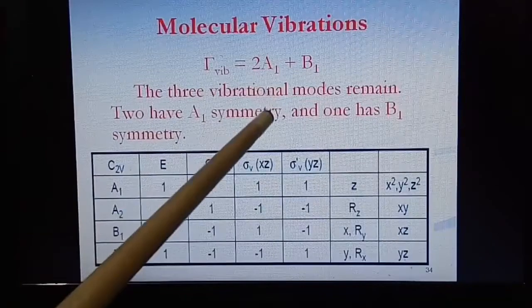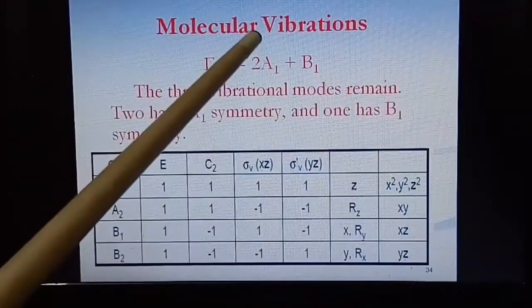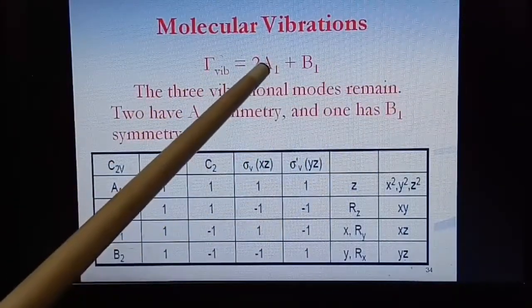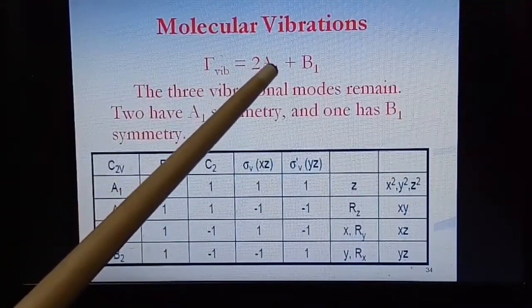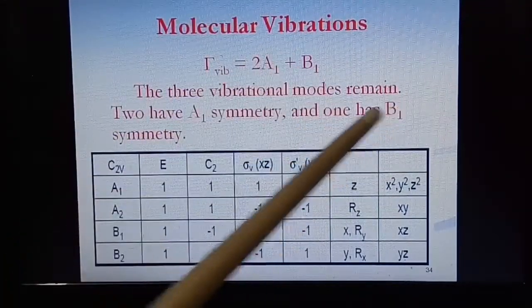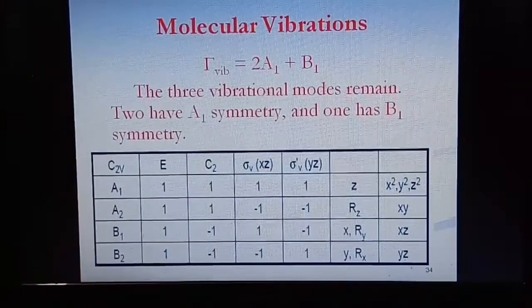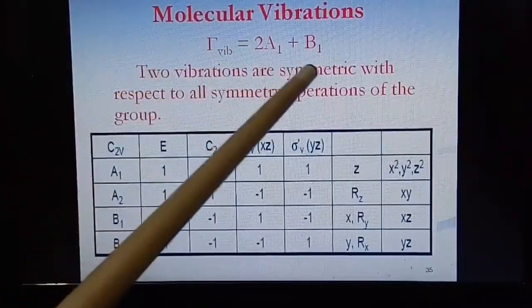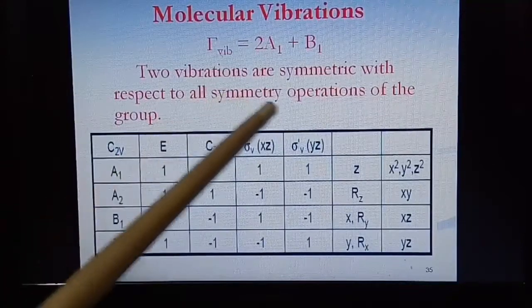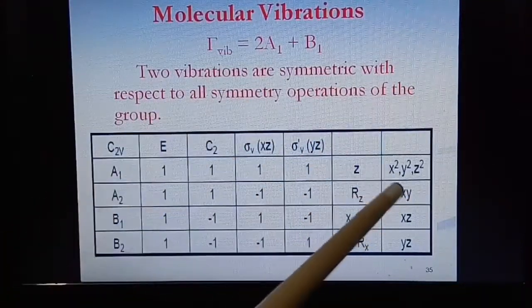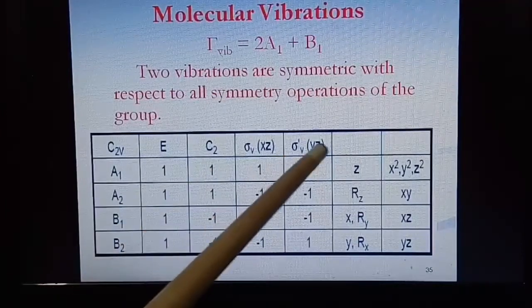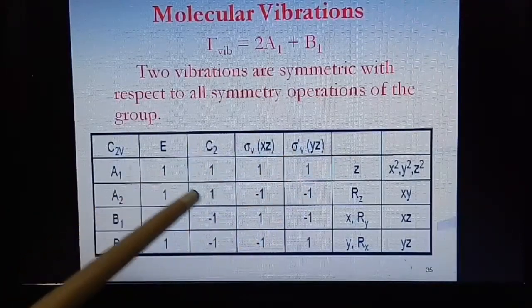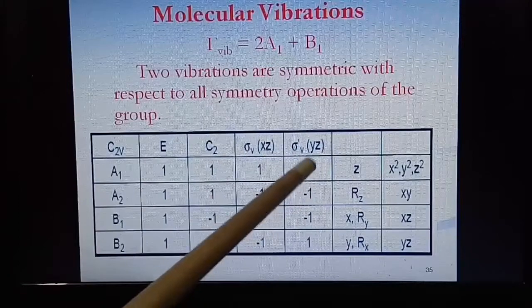The 3 vibrational modes remain. So these are the three vibrational modes, 2A1 plus B1. Two have A1 symmetry, and one has B1 symmetry. Two vibrations are symmetric with respect to all symmetry operations of the group. So A1 is plus 1, plus 1, plus 1, plus 1. So this is symmetric with all the operations.